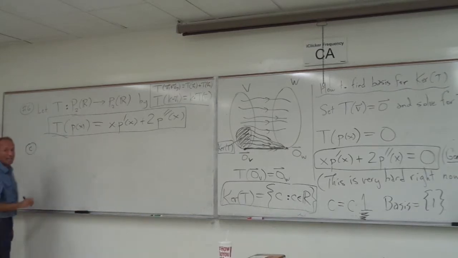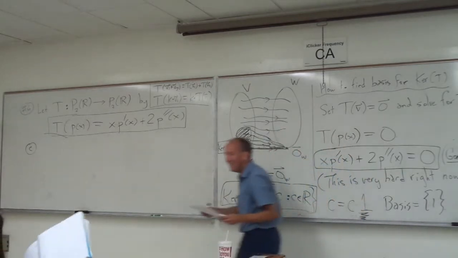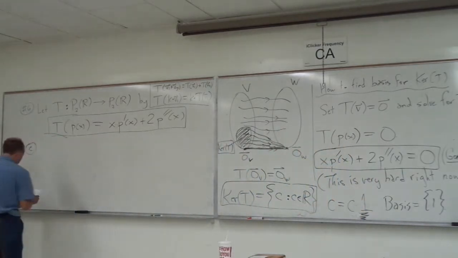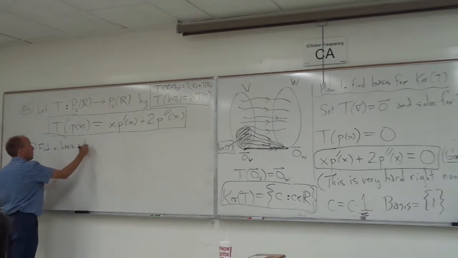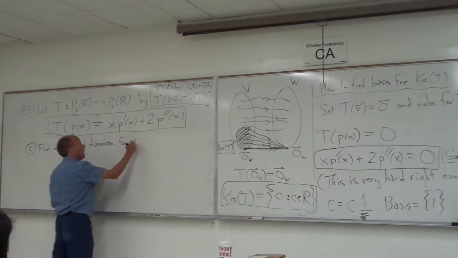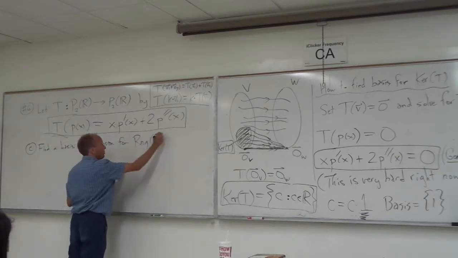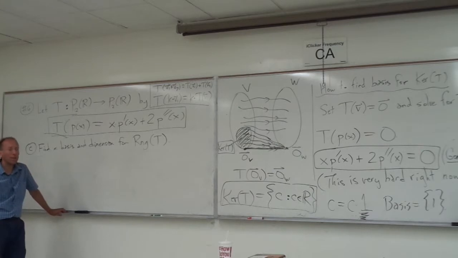Okay, there's a part C. You haven't had enough of this problem. Part C is find a basis and dimension for the range of T, which is written as RNG of T. We have the kernel and we have the range. Okay. So now I have to tell you another concept.